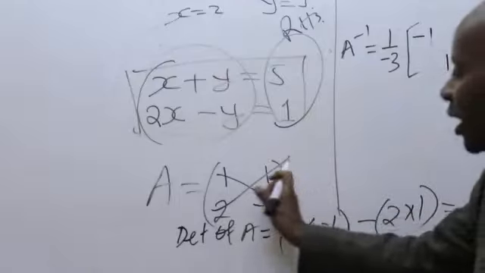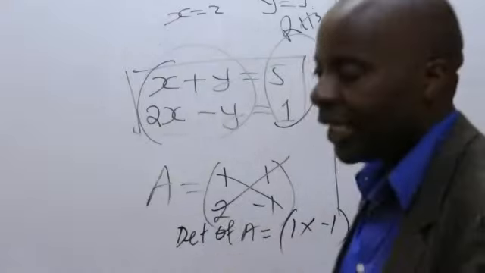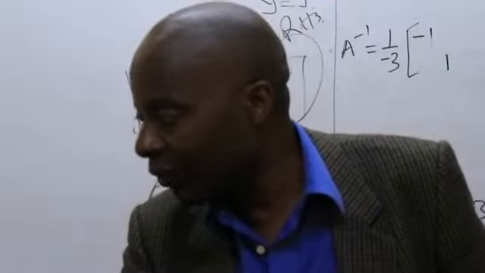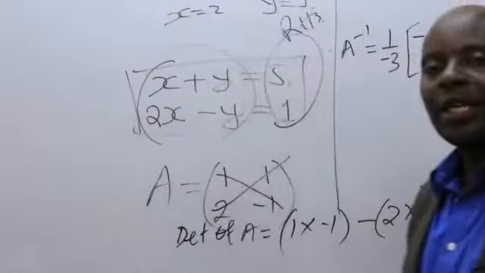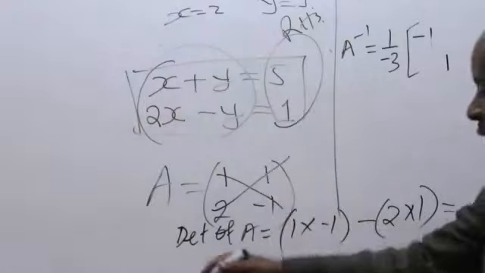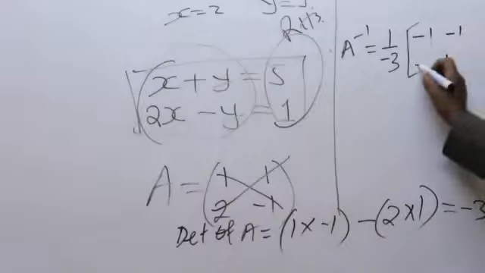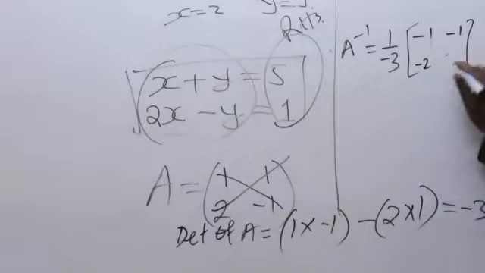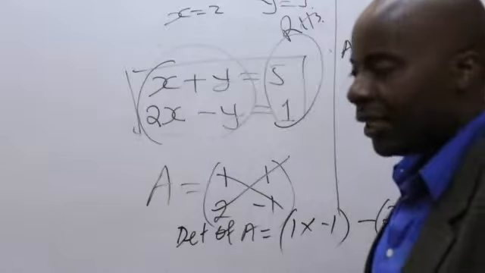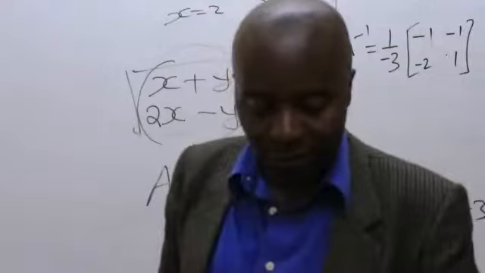And then we have the secondaries. We leave them where they are, but we change their signs. Both of them were positives, so here both of them will be negatives. Now, ladies and gentlemen, that is our inverse of matrix A, the inverse of the base matrix.